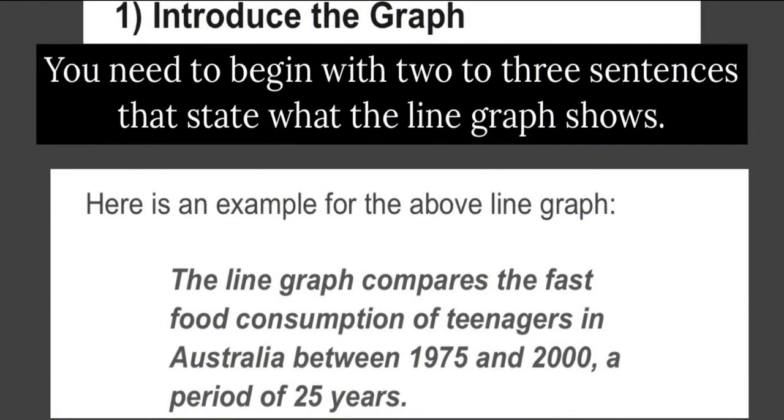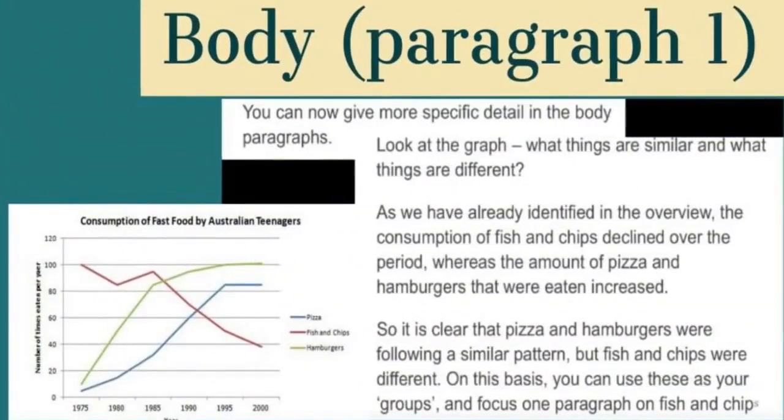So you can write in your introductory paragraph, the line graph compares the fast food consumption of teenagers in Australia between 1975 and 2000, a period of 25 years. Now it's come the body. Body will be written in two parts, like in paragraph 1 and paragraph 2. So you can give more specific details in the body paragraphs.